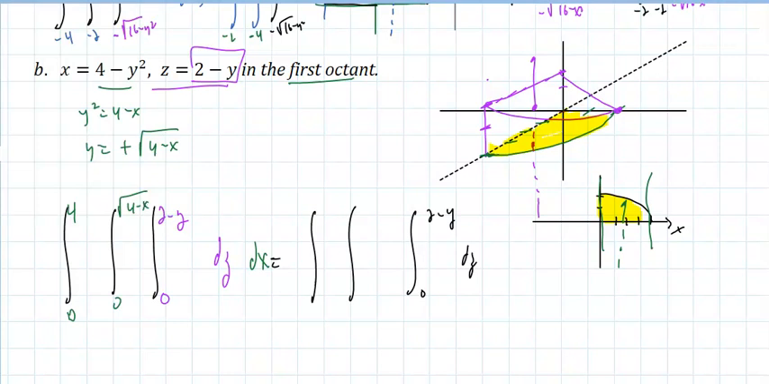Or I could say, no, oops, I didn't write it. I could say, no, let's run y. Y runs from 0 to y equals 2, and x will run from 0 and exits out of 4 minus y squared. That piece is done.